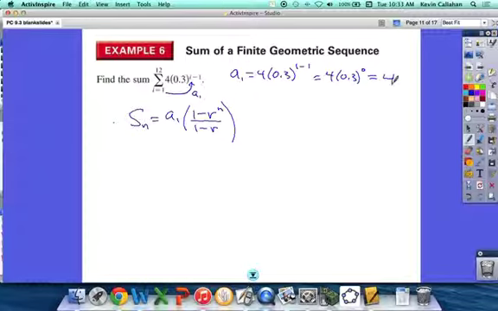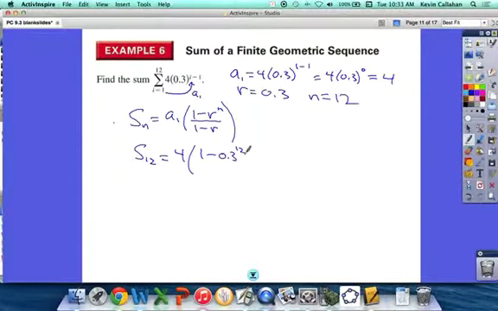What is the R in this formula right here? Which is it that represents the R? It's whatever is being raised to the power, so that is 0.3. And then how many terms are we adding up? If it starts at I equals 1 and it ends at I equals 12, 12. So you can plug all that in. S12 equals 4 times 1 minus 0.3 to the 12th over 1 minus 0.3.